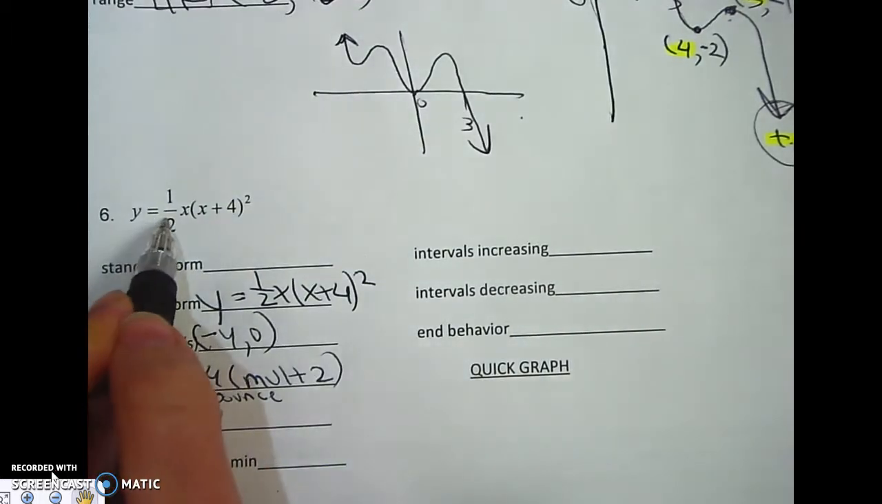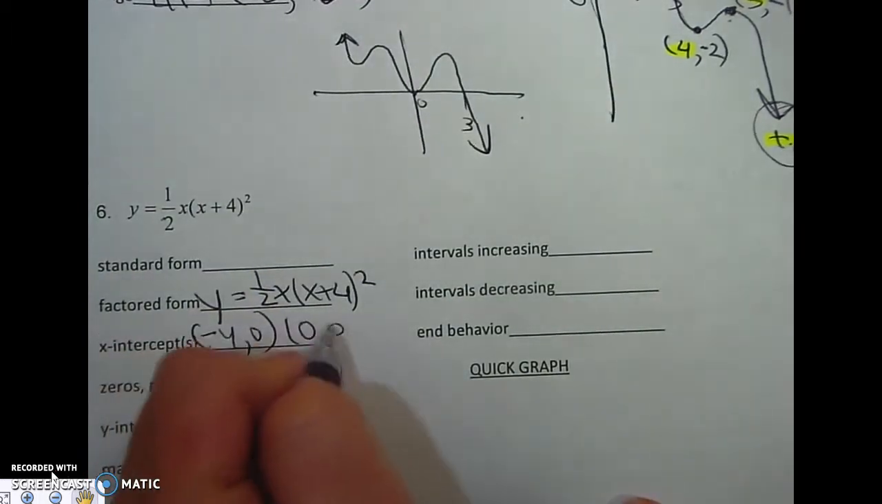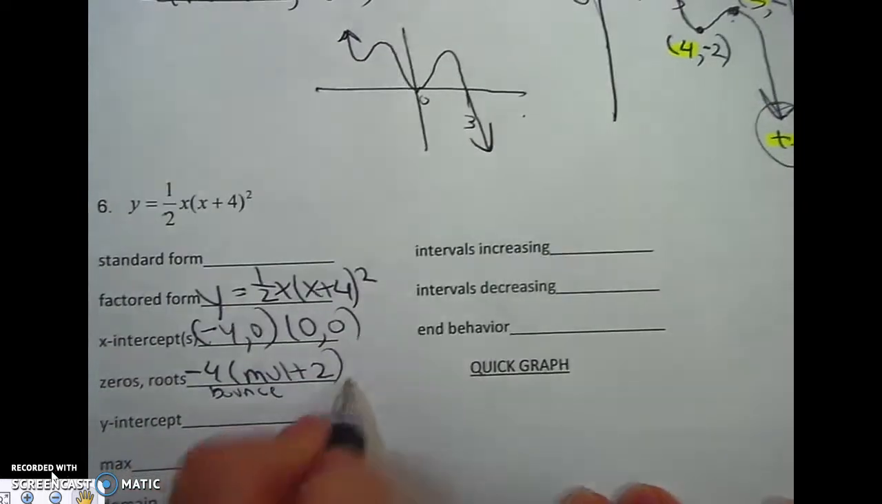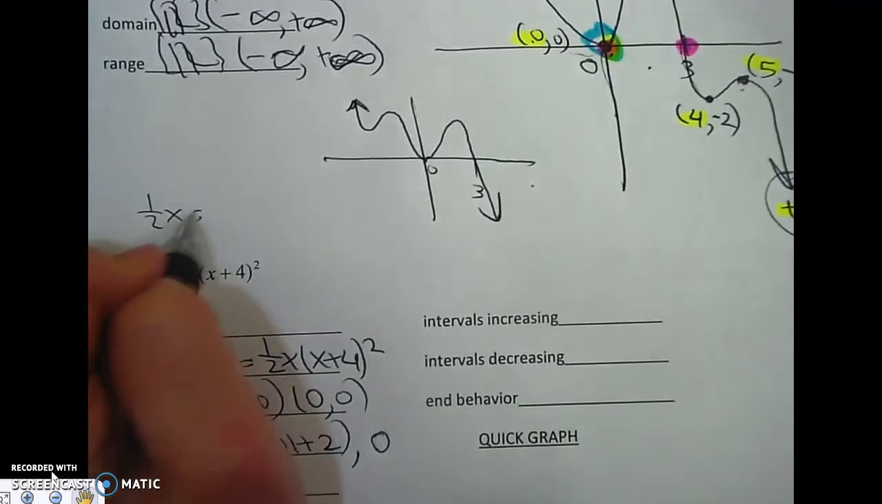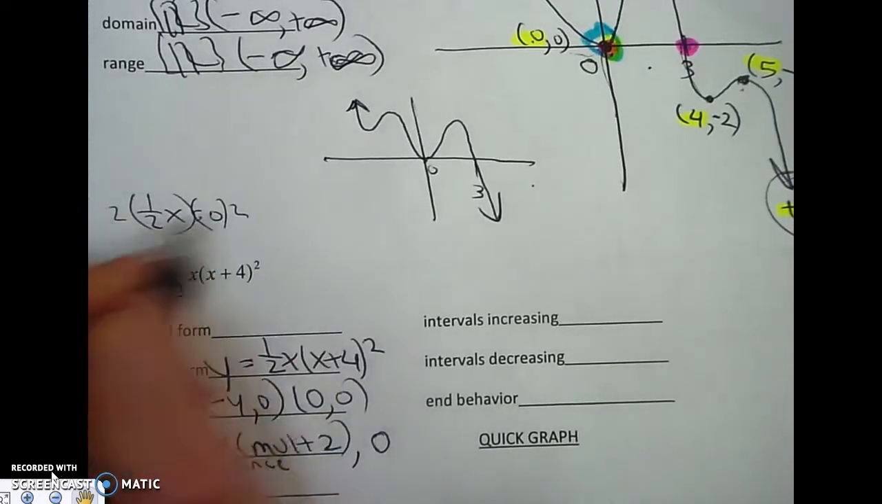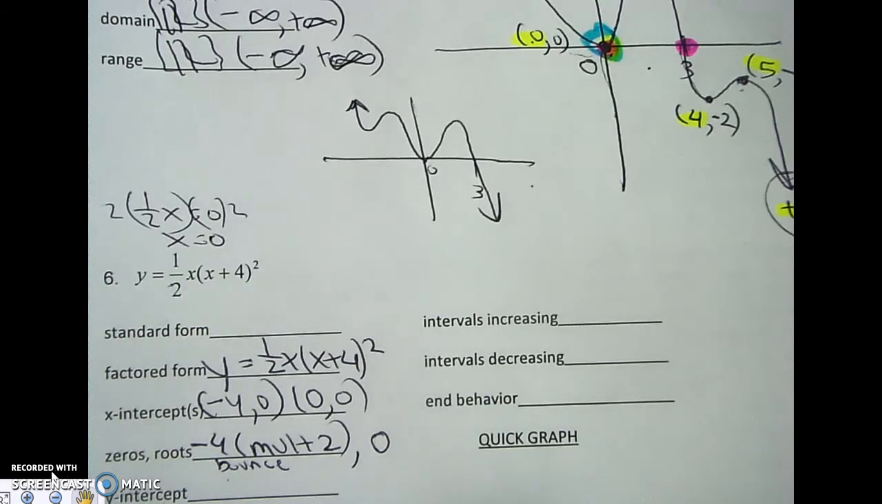Now 1/2 x, if I set 1/2 x equal to 0, my answer is 0. 0, 0. So that means the other answer is 0. And there's only one of them. The 1/2 doesn't affect it. So if I was to solve 1/2 x equal to 0, I'd multiply both sides by 2, x equals 0. There's only one answer. There's only one x. This means it's x to the 3rd power.